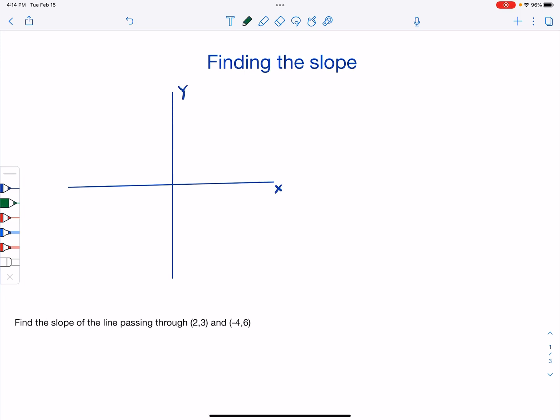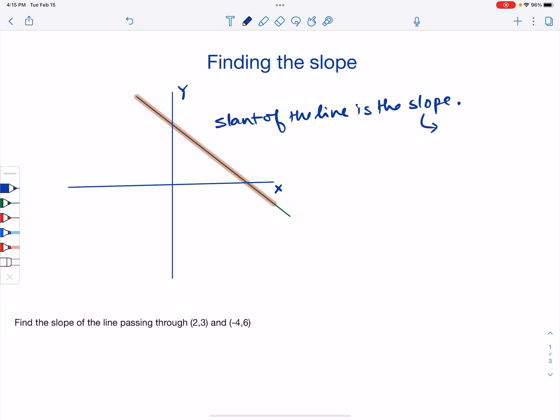Now imagine you had a line along the x, any line out here. So let's take, for example, a line going along this way. That's a straight line. You need to have a straight line to find a slope. And when this line slants a certain way, see the way the line slants? The slant of the line is the slope. The slope is denoted by a small letter m.